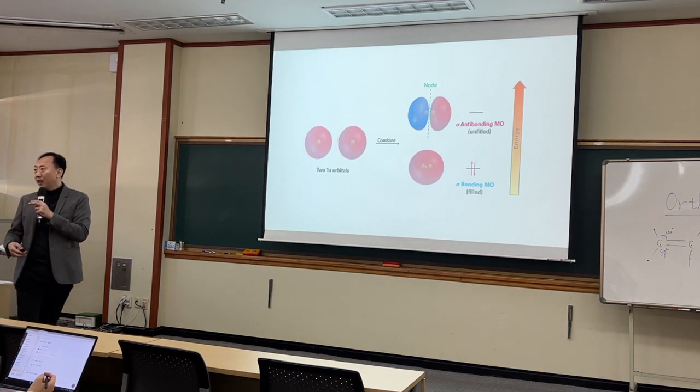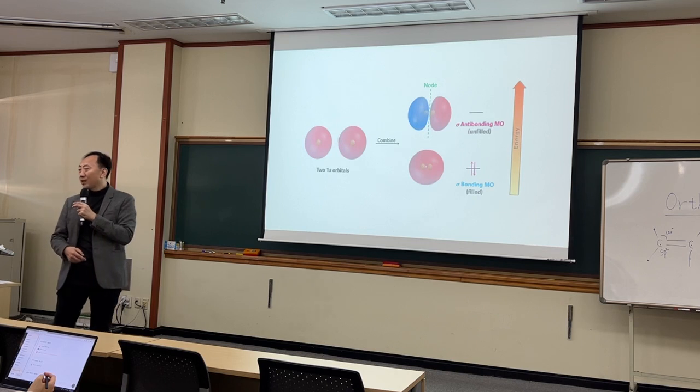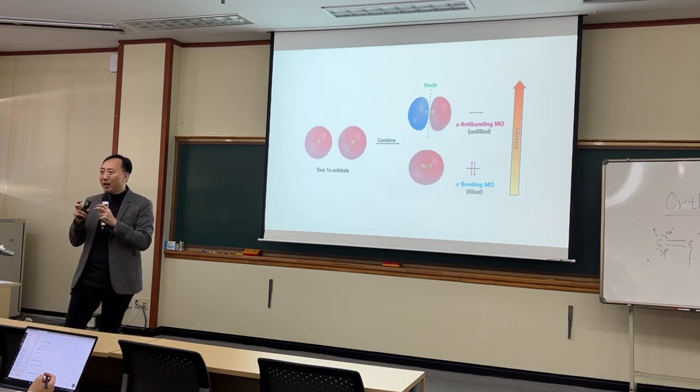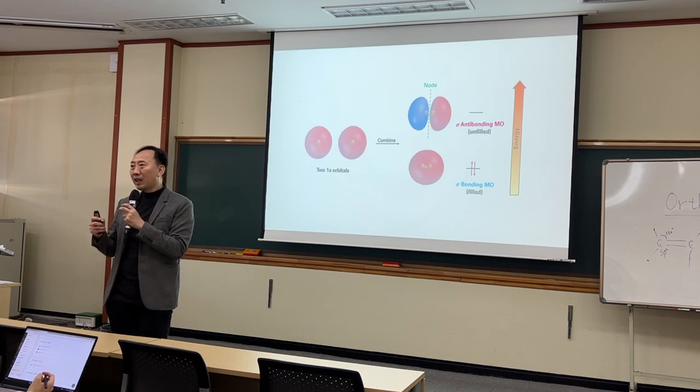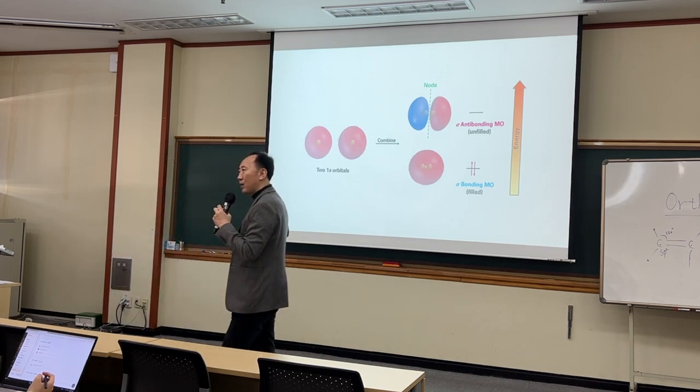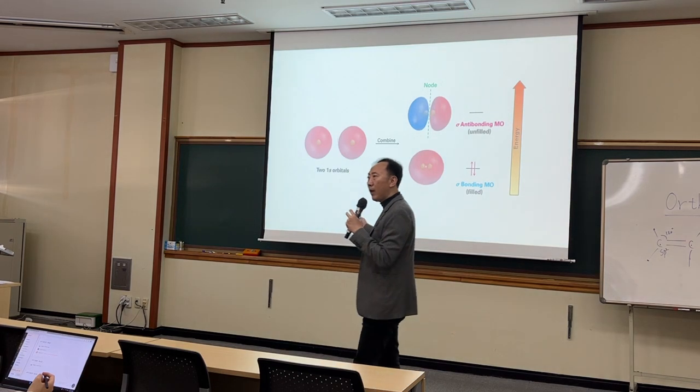95%, 98% experimental can be proven. Always there is 1-2% something that cannot be explained. It means the real nature is a little more complicated, but this is an easy way to describe the character of bonding.